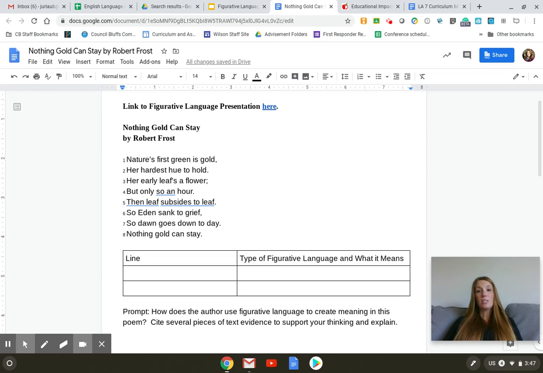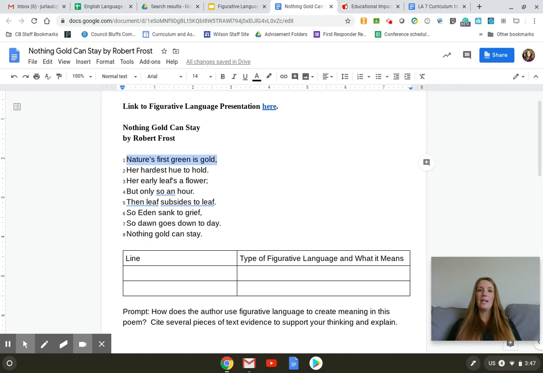So this author is obviously talking about springtime, or when flowers start to bloom and things start to really blossom when the weather starts to get warmer. So let's look at the first line. Nature's first green is gold. Well, it's not literally saying that nature's first green, when the trees start to blossom, is gold. It's saying that it's such a worthwhile thing that it's comparable to gold, true gold, like the jewelry we wear, or the material gold, because gold is such a valuable thing.